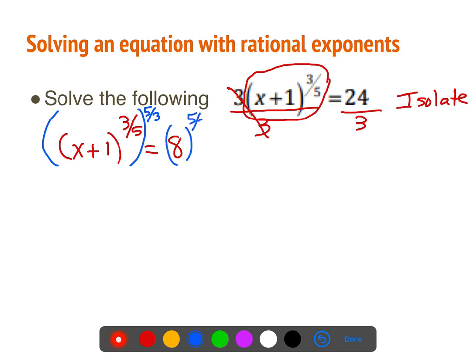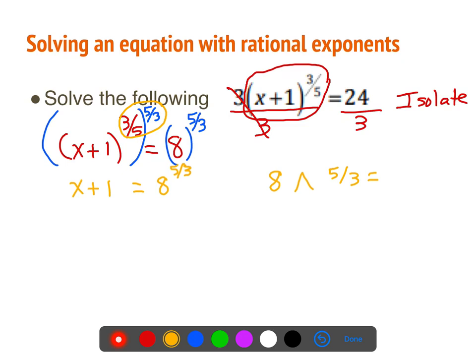So I just took care of step 1. Step 2 is you flip that exponent on both sides. So over here, I'm going to put to the 5/3, and same thing over here. That's the reciprocal power. Now, why do I do that? Well, the reason why is because right here, where I circled, those exponents cancel each other out. Since they do, I get what's down here, which is x plus 1 equals 8 to the 5/3.